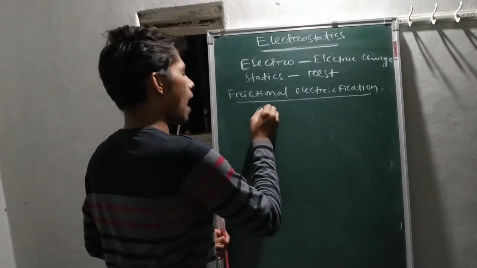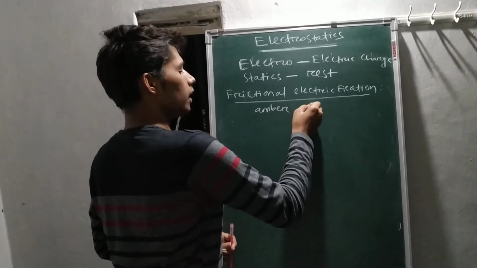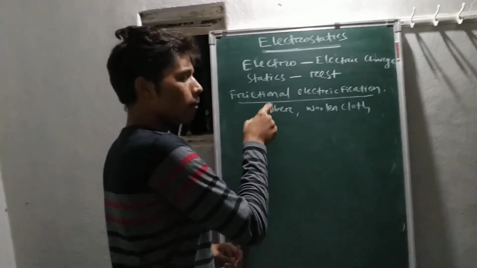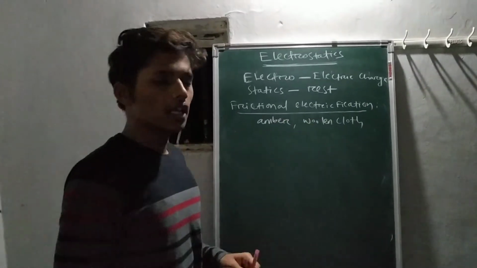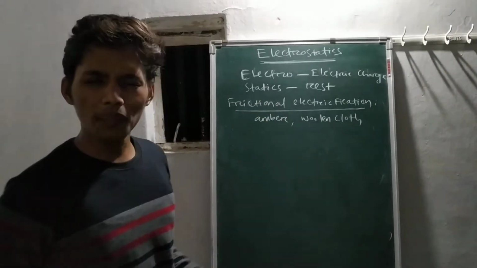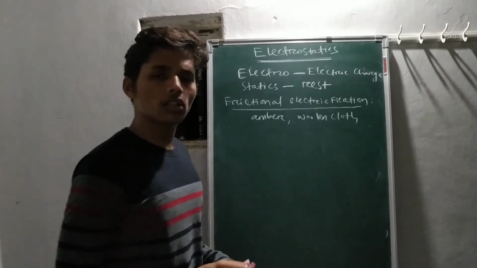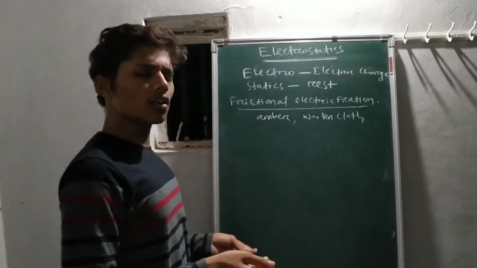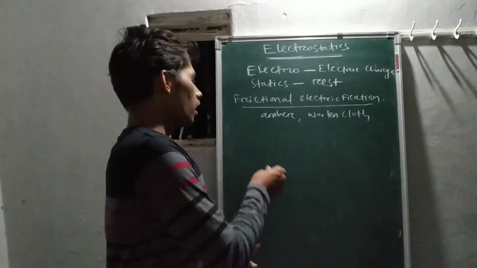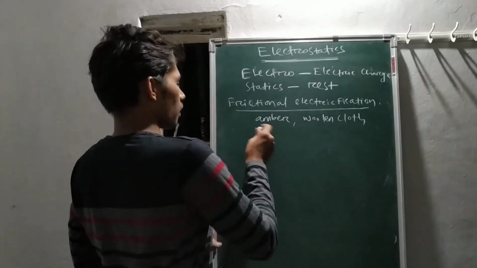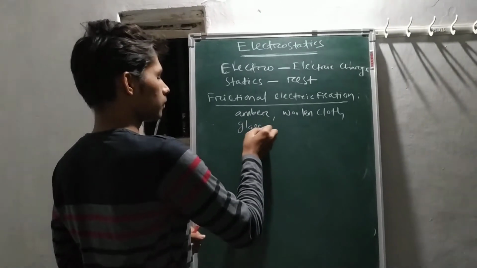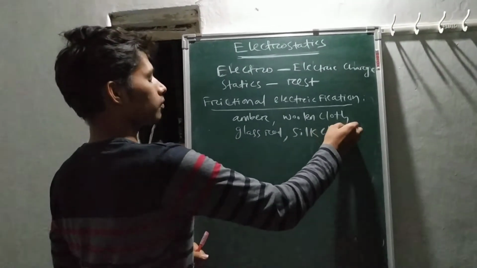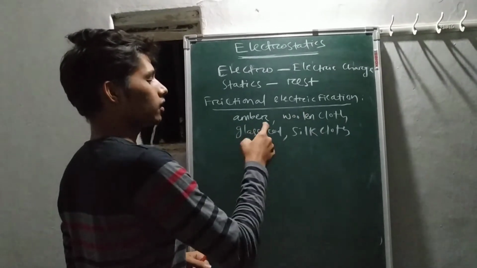Suppose I consider amber and woolen cloth. When amber is rubbed with woolen cloth, electrification occurs. This is also known as frictional electrification. In this type of electrification, dust particles and feathers are also attracted. Then we also consider a glass rod and silk cloth: amber with woolen cloth, glass rod with silk cloth.